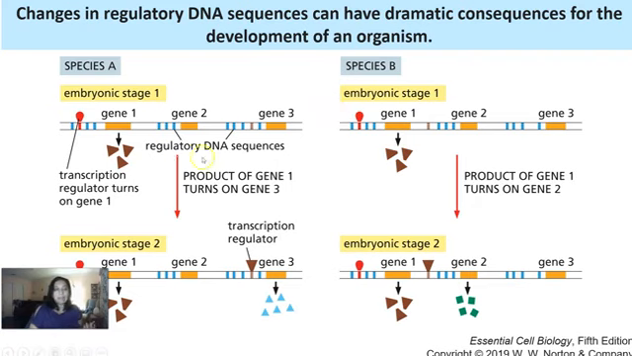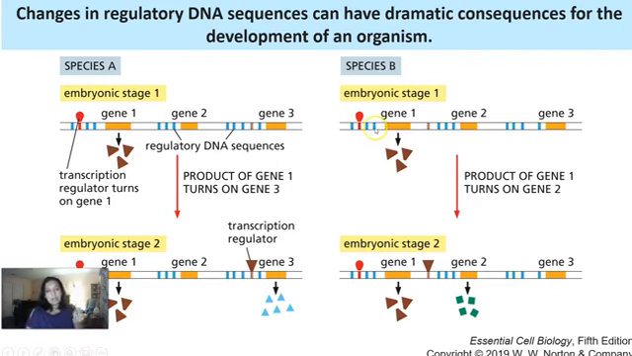So in species A, you have these three genes in a sequence on a piece of DNA, and each one of them has its own regulatory sequence. You have a transcription regulator that turns on gene 1, and its presence switches on gene 1, which produces a product that can then bind to the regulatory sequence of gene 3 and induce the expression of gene 3, leaving gene 2 in the DNA sequence quiet and switched off.